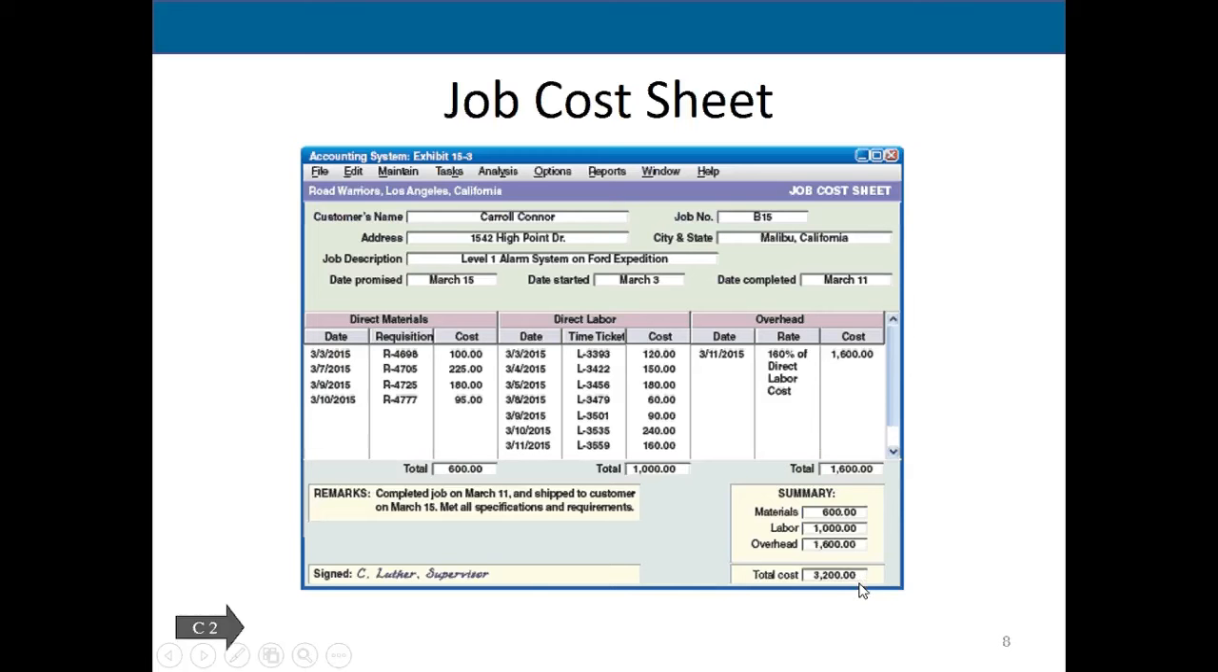Cost to the company. This isn't what we sold it for. Our cost is $3,200. So hopefully we're selling for more than $3,200.